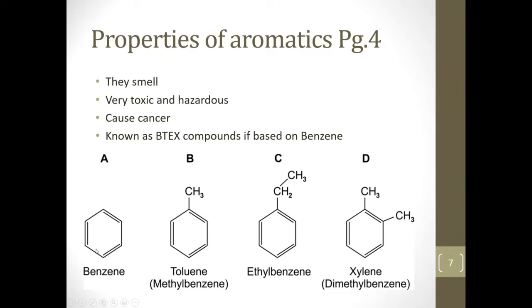So here we have benzene by itself. We put a methyl group on here, and it becomes toluene. Put an ethyl group on here, it becomes ethyl benzene. And if we have a couple of methyls on here spread apart like this, it becomes something called xylene. The BTEX part comes from benzene, toluene, ethyl benzene, and xylene.